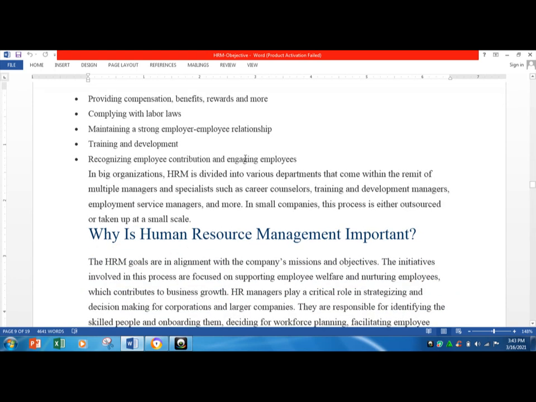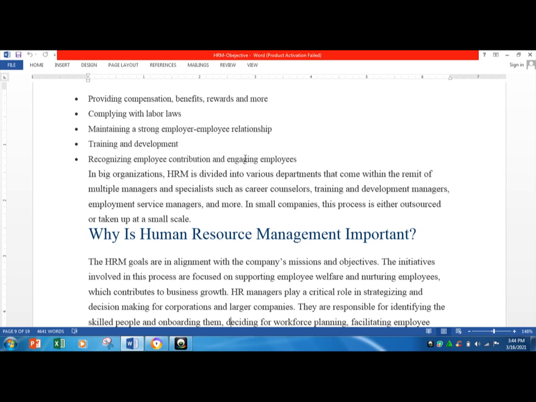So next we have recognizing employee contribution and engaging employees. Yes, this is very crucial. Why? Before it was turned into human resource management, it was personnel administration. So what are the things that happened before in personnel administration? They were not putting importance on the employee. They were just viewing their employees like machines, that of course we are paying for them, so they have to function, they have to do their job and nothing other than that, which is very cruel.